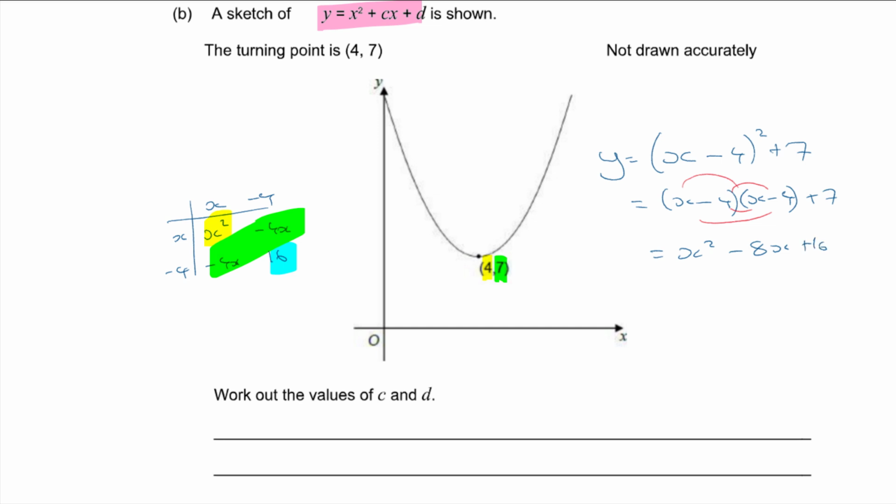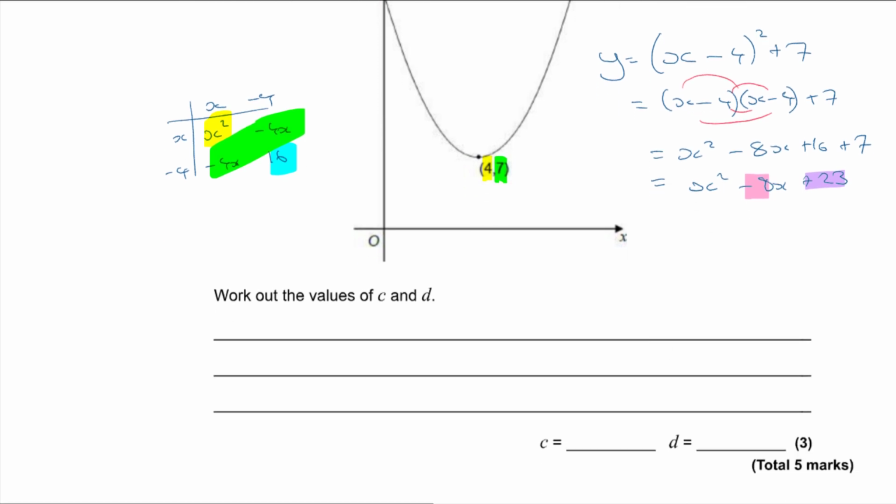Remember I had that plus 7 from earlier, so then just tidying that up, x squared minus 8x plus 16 plus 7 is going to be plus 23, isn't it? So then what are the values of c and d? Well, c is the coefficient of x, which is minus 8, and d is the constant on the end, which is plus 23. So they're my values of c and d. So c is minus 8 and d is 23.